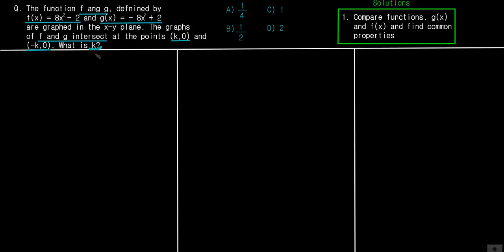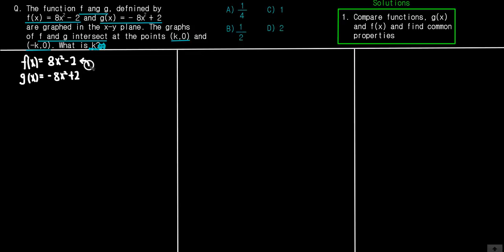So in this question, we are trying to find the value of k. Before we solve it, let's think about the functions f and g. Let's write our two functions down. Our first function is f of x, which is equal to 8x squared minus 2. And our second function is g of x, which is equal to negative 8x squared plus 2.